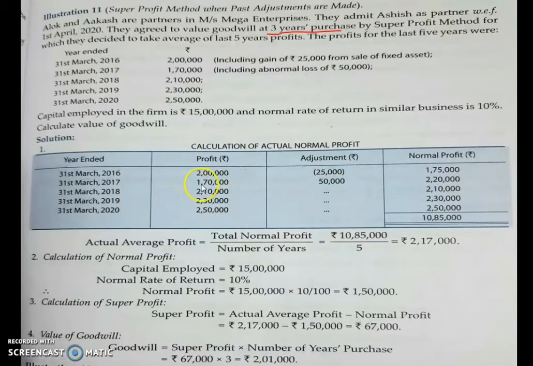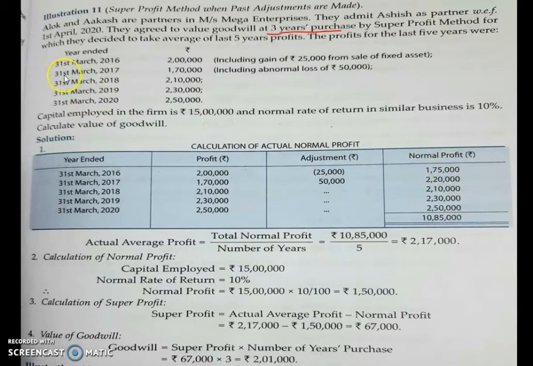So you know the calculation of average profit. If you have practiced and you watch the lecture video of average profit method, you may be able to do this. So you write the year first and write the profit of that particular year, and the adjustment is given here, including in this 2 lakh a gain of 25,000 on sale of fixed asset is included. So that it's not supposed to be included, and by mistake it has been included. So you have to subtract it and you will get the actual adjusted normal profit.